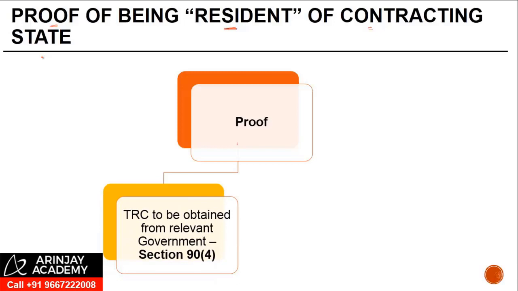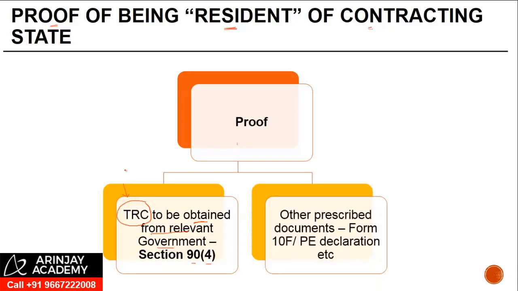Under the Indian regulation, there are twin requirements which one needs to follow to prove that he is a resident of a contracting state. The first one is he can obtain a tax residency certificate which can be obtained from the relevant government. Right? Section 90 subsection 4 provides that you can get a TRC, a tax residency certificate, from the government of the country of whom you want to claim to be a tax resident.